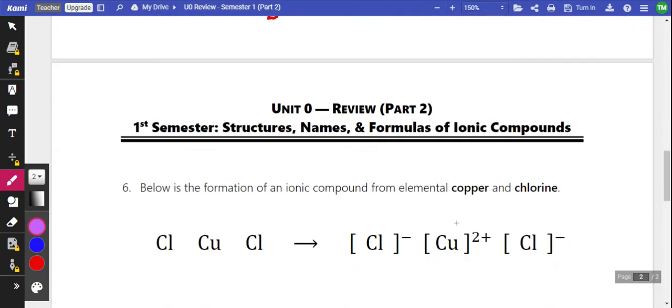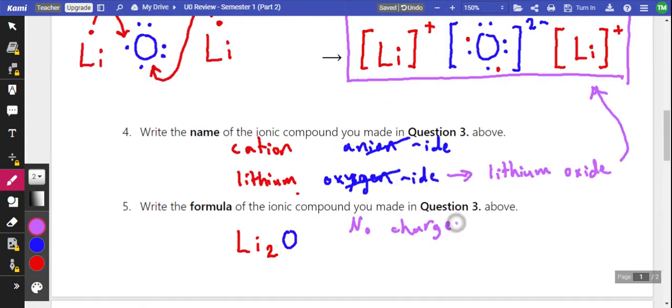No charges in formula. Go! We can just leave it as Li2O.